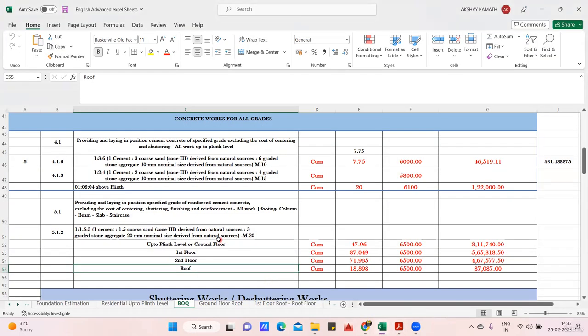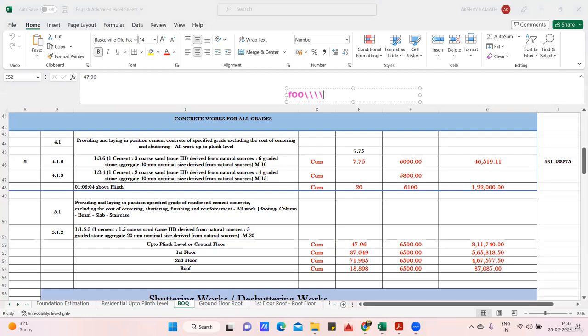I'll go back to that. And this is how I've written it. Up to plinth level or ground floor, it's one and the same. So the unit is in cubic meter. Now coming to the quantity. How are we going to find the quantity? Up to the ground floor means what all things are added. One is footing concrete, I'll get.